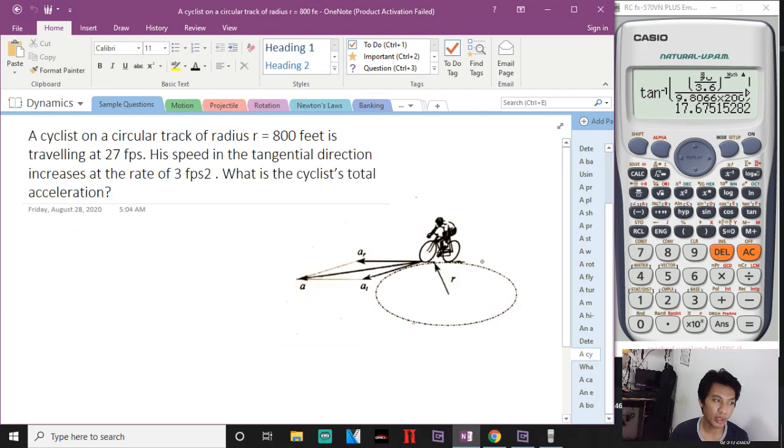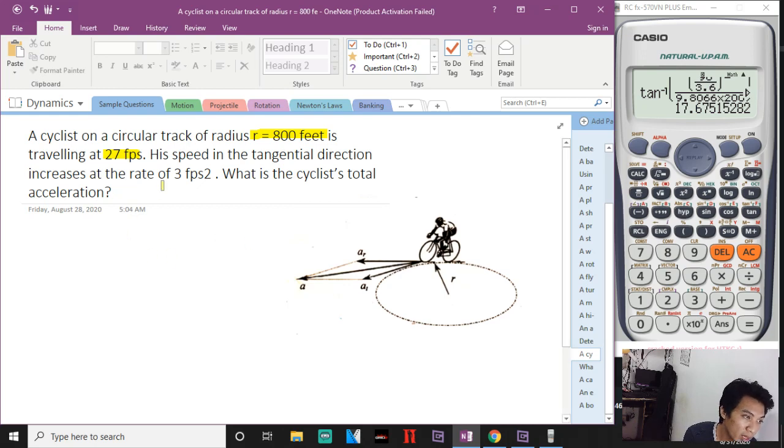Okay. Now, ito yun. Naglagay ako ng illustration para mas maintindihan yung topic. A cyclist on a circular track of radius r, 800 feet, is traveling at 27 fps. Is speed in tangential direction. Tangential, ano ba yung tangent? Point on your circular path na kung saan isang beses ka lang nandoon. It will only lie on the single point on your circular path.